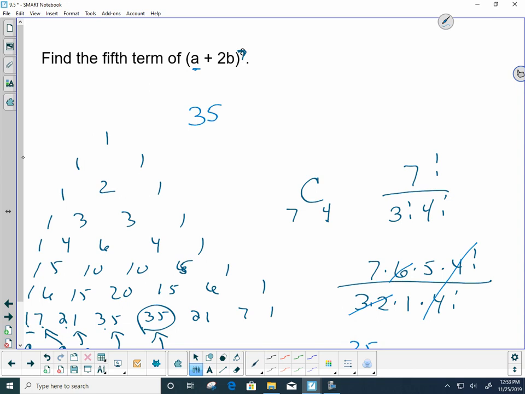This a, if I'm finding the fifth term, will be raised to, well, I like to do the b first. This 2b would be raised to the 4th power because it starts off raised to 0. So it's always 1 less. And then I have to ask myself, what do I have at 4 to get 7? And you say 3. So then I'm going to have 35, a to the 3rd, 2 to the 4th, 2, 4, 8, 16, b to the 4th. Multiply my coefficients, and then have a to the 3rd, b to the 4th.